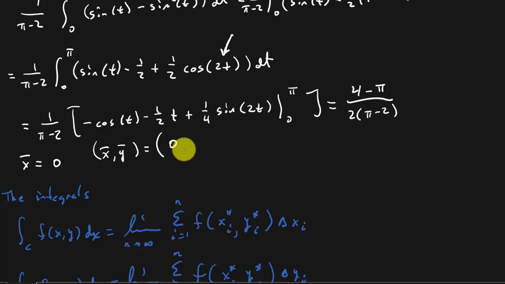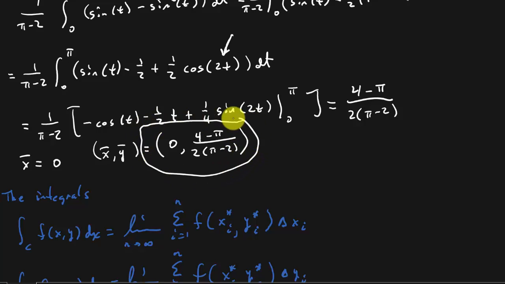Is 0, 4 minus pi over 2 times pi minus 2. And so that would be your center of mass. All right, let's move right along.